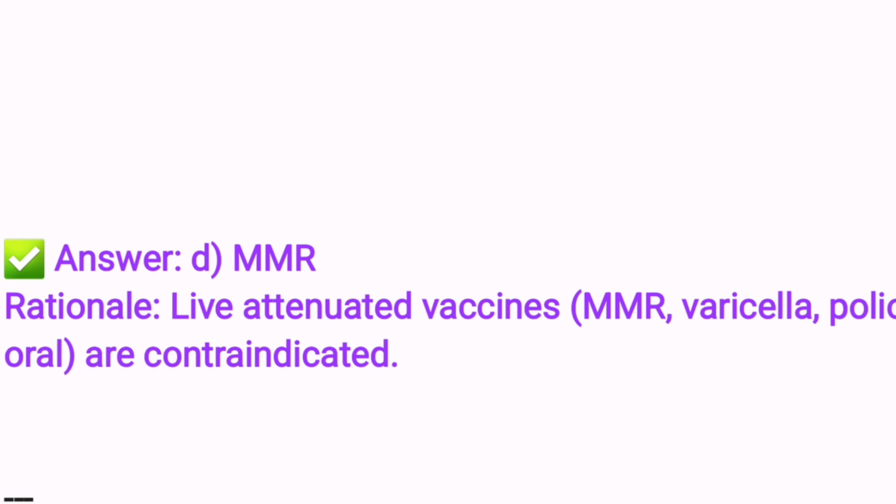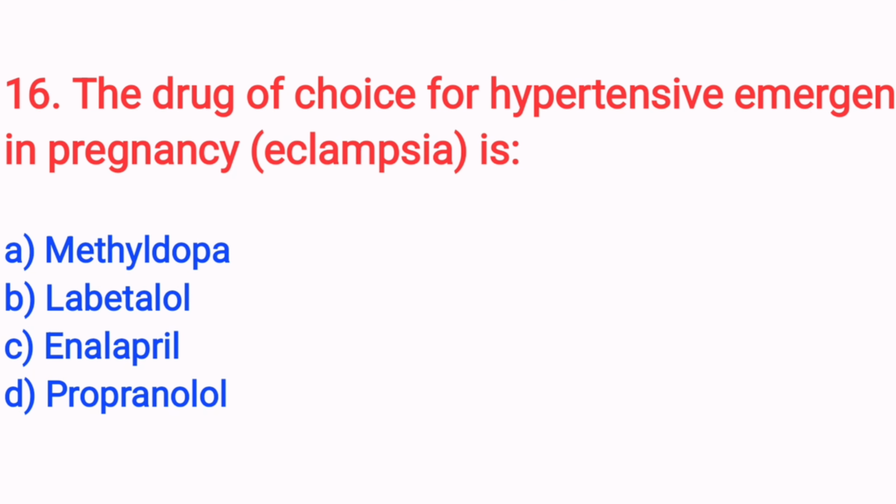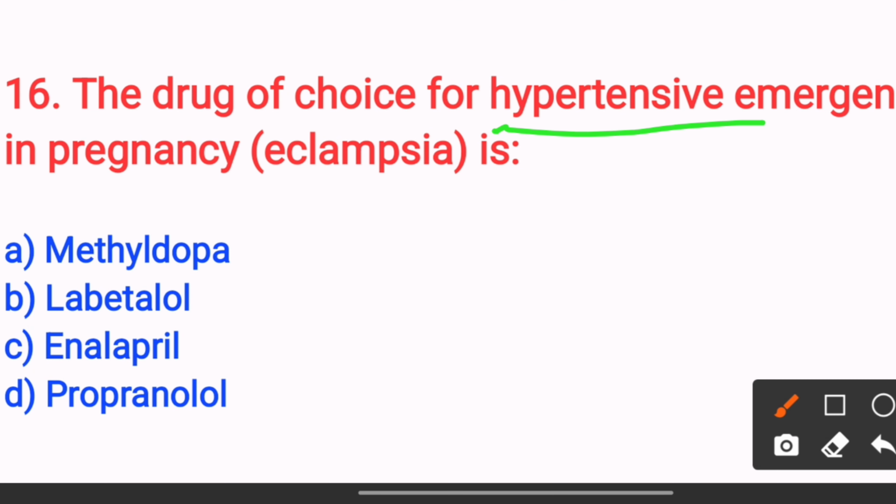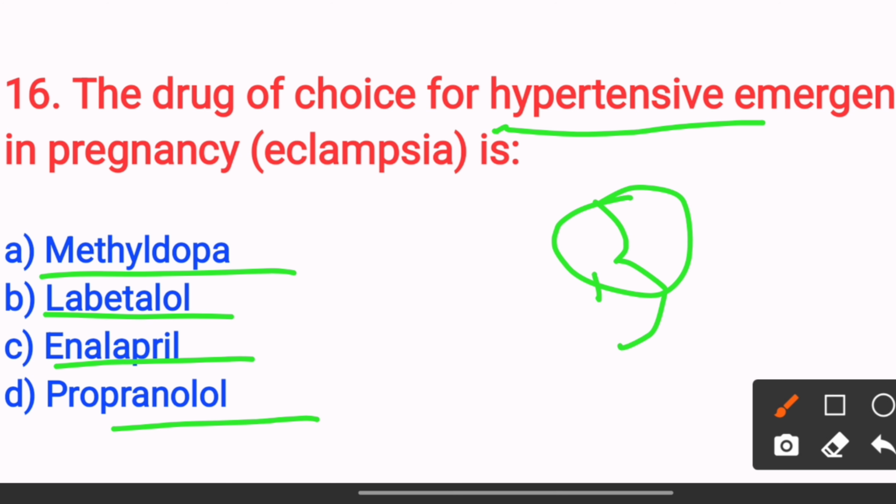Next, the drug of choice for hypertensive emergency in pregnancy is option A methyldopa, option B labetalol, option C enalapril, option D propranolol. The answer is option B labetalol. IV labetalol is the first choice for rapid BP control in eclampsia. So the answer is option B labetalol.